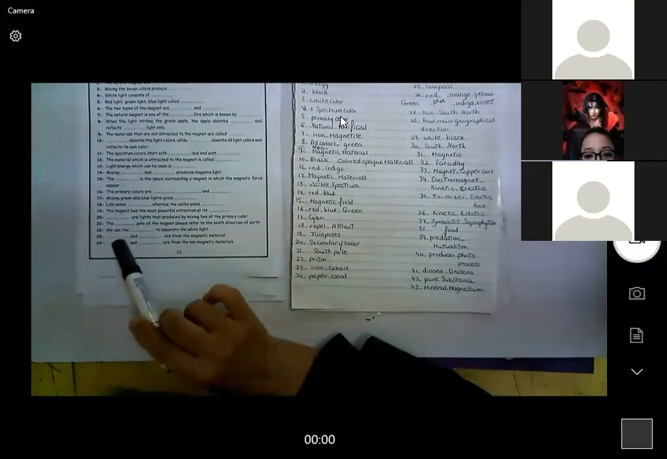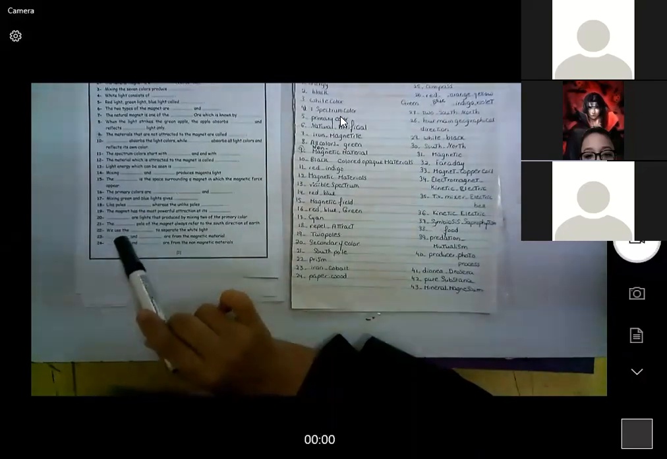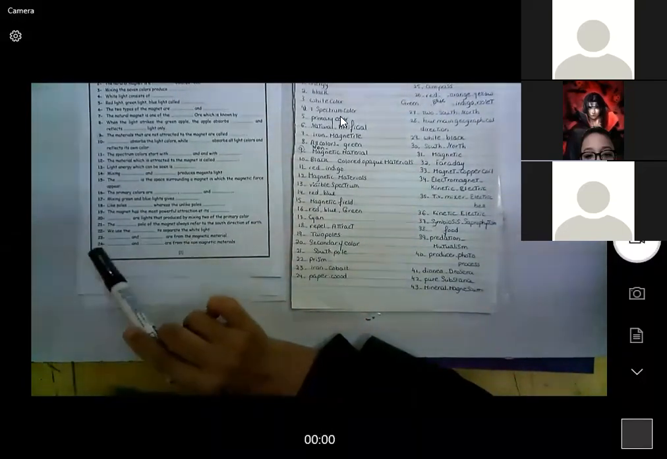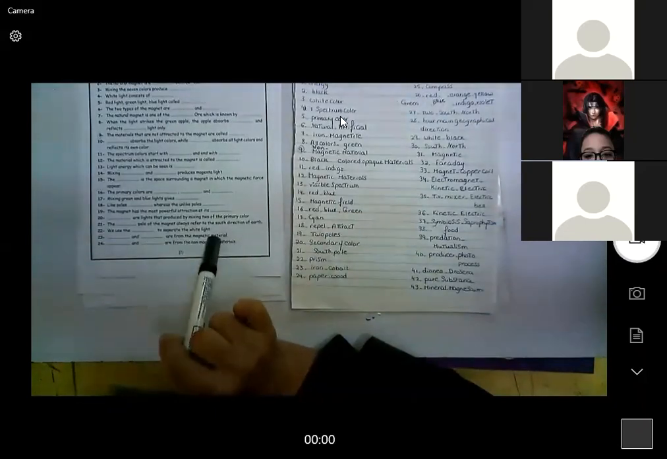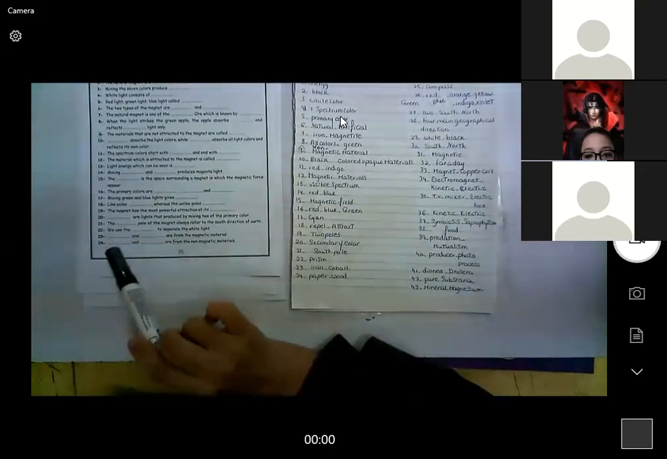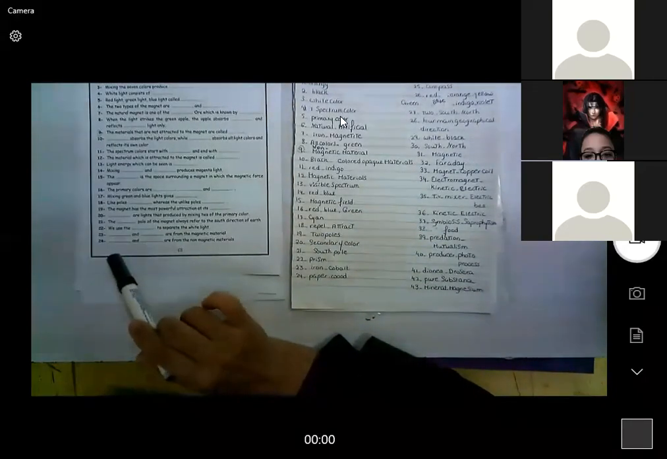22. We use a prism to separate the white light. Iron and cobalt are magnetic materials. Paper and wood are non-magnetic materials.